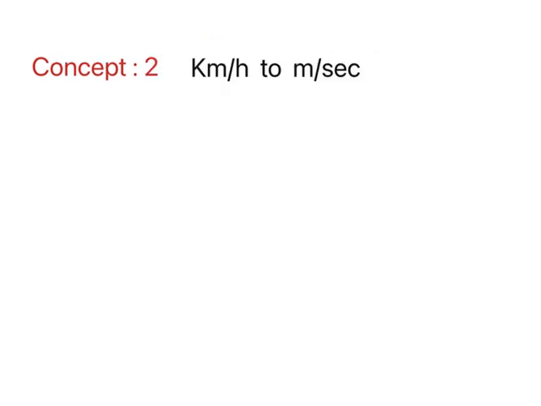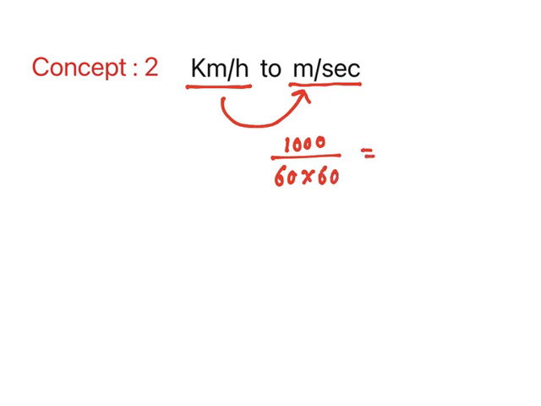Now concept 2. In most exam questions, they will ask you to convert kilometers per hour to meters per second. Usually we talk about kilometers per hour, but in some questions they will ask us to convert them into meters per second. Just understand them. 1 kilometer has 1000 meters and 1 hour is equivalent to 60 minutes, which is 60 seconds each. So this becomes 5 by 18.